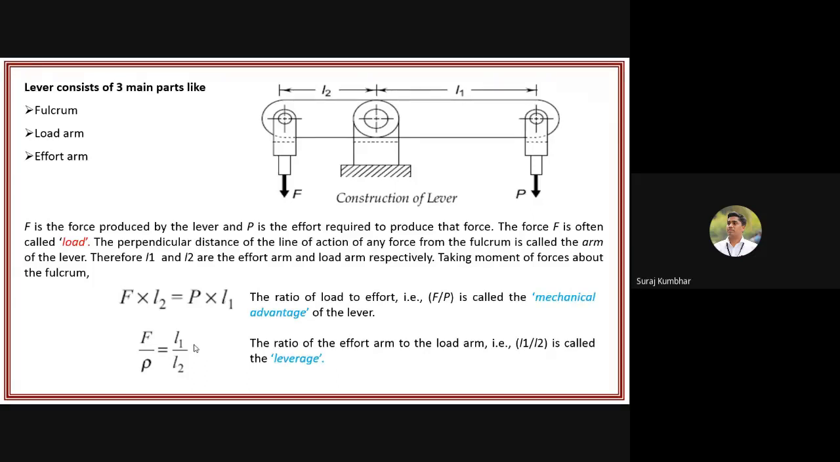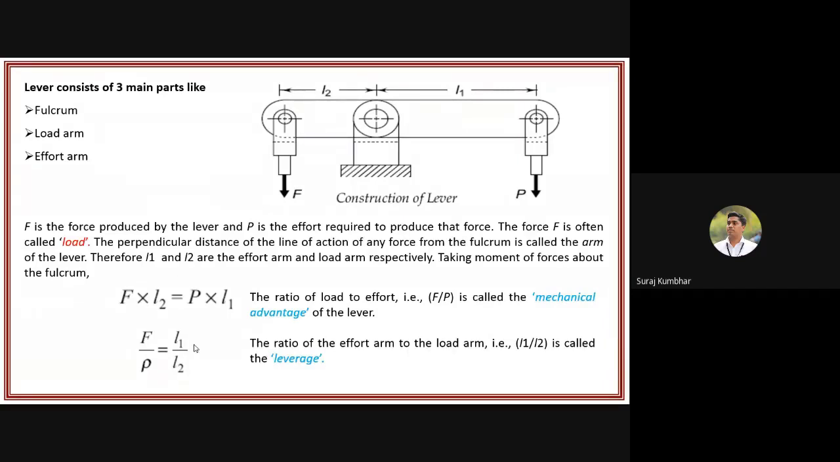A question was asked in the same exam, what is mechanical advantage, but some students did not know about mechanical advantage, so they wrote the advantages of mechanical things, something related to mechanical. It is not like that. Just keep in mind, mechanical advantage means this term F upon P. Students who don't know what mechanical advantage is have written the advantages of the mechanical, so don't do that. I have gone through it, that's why I am alerting you. So the mechanical advantage is F upon P, and L1 upon L2 is the leverage.